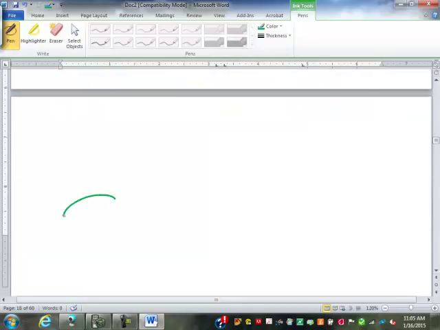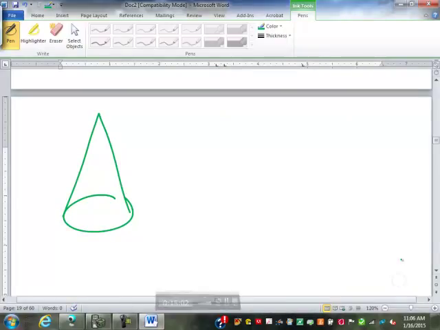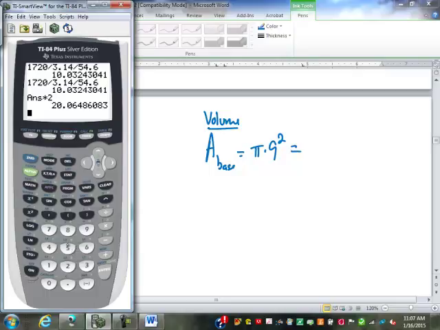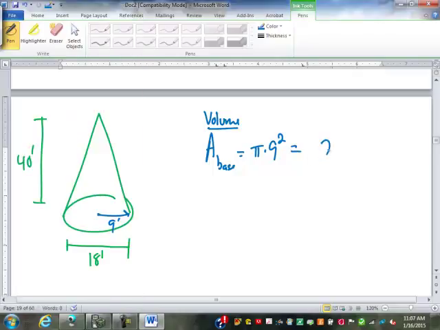Okay. So if we have a cone, and let's say that the distance across the base of this cone is 18 feet, and the height is going to be 40 feet. It's a tall cone, yes. Volume. Well, we still have to find the area of the base, which is going to be pi times 9 squared, because the radius is going to be 9. Which is 254.34 feet squared.